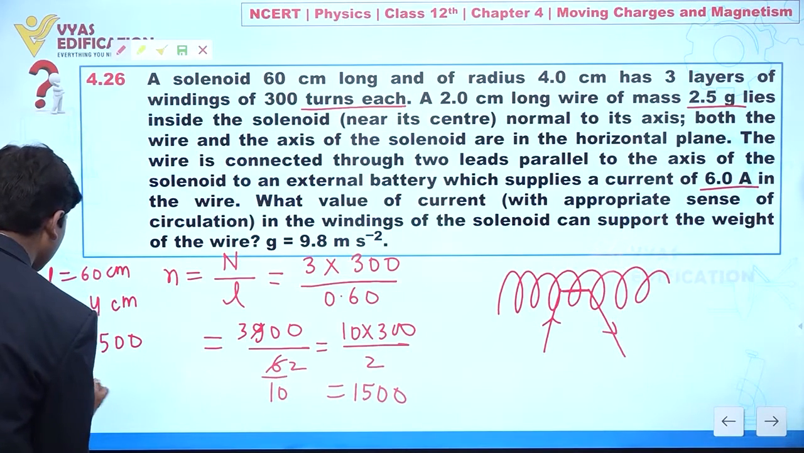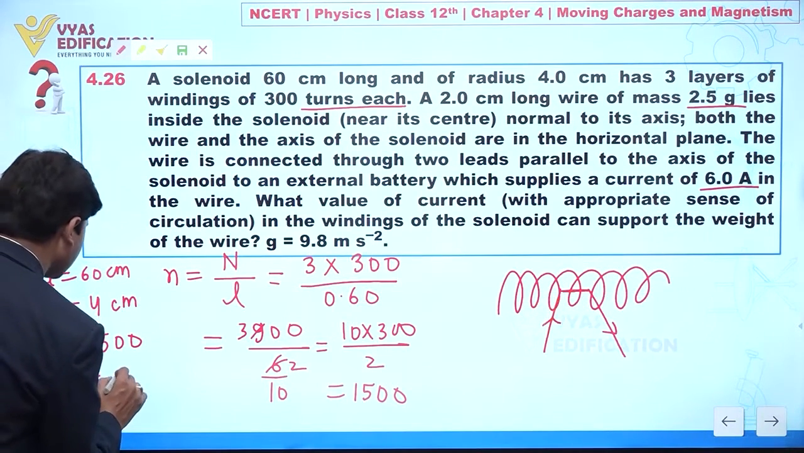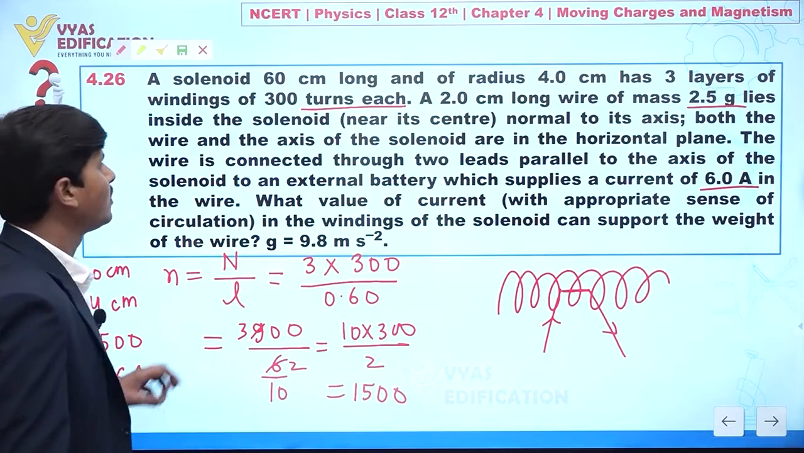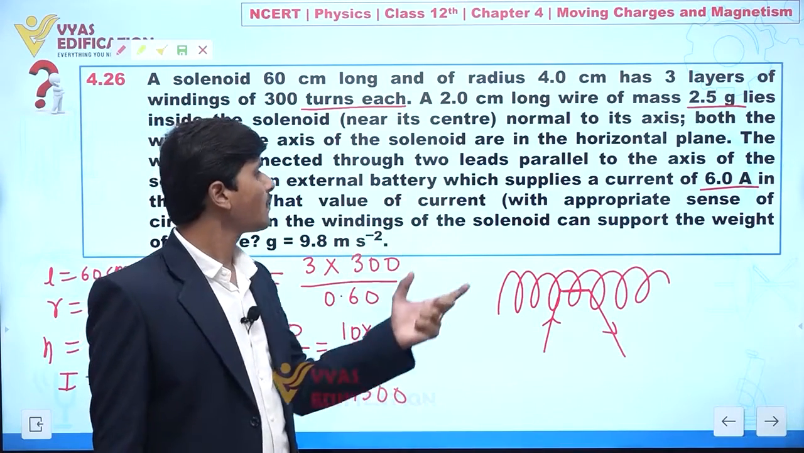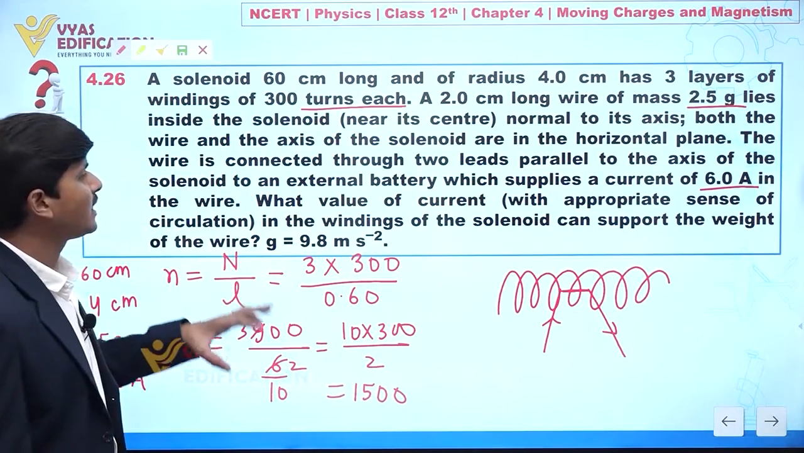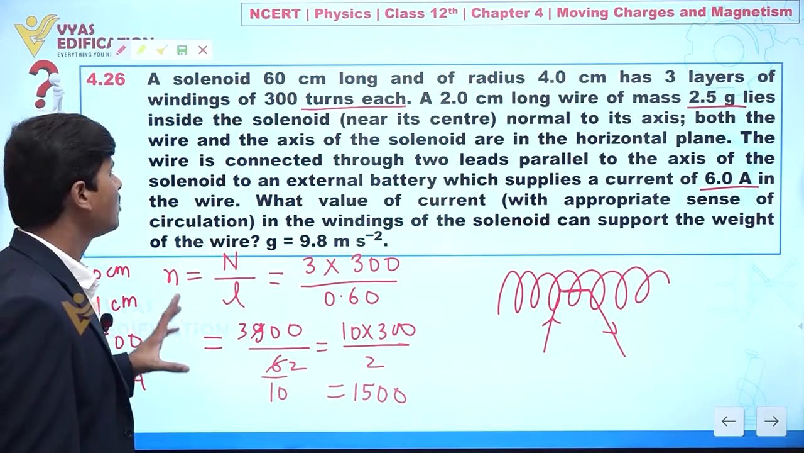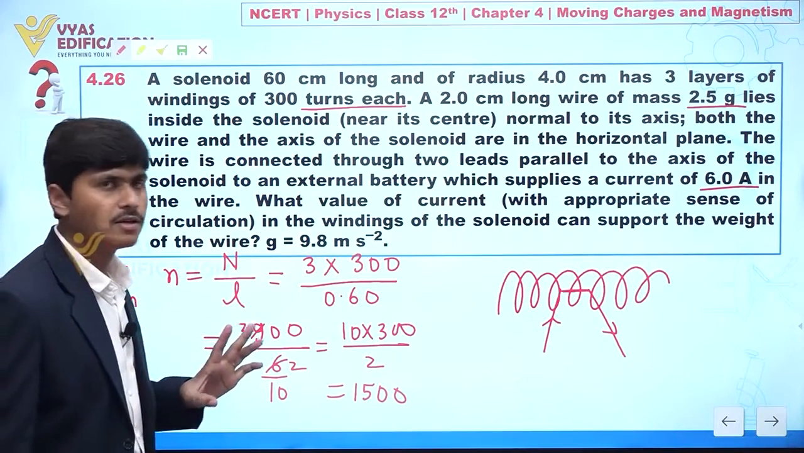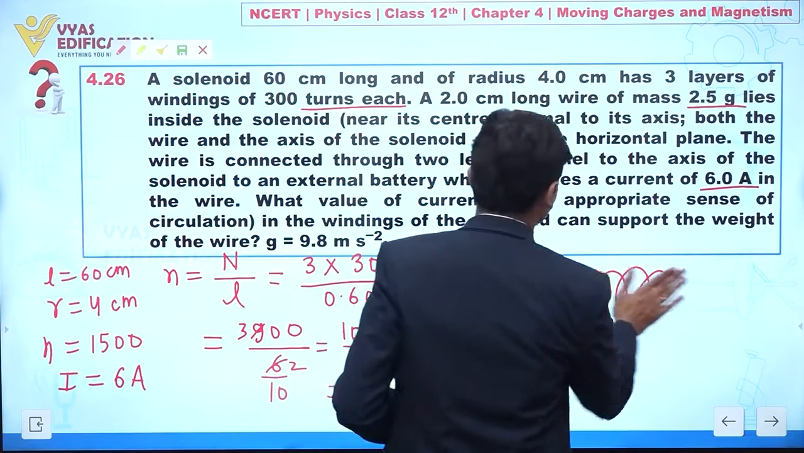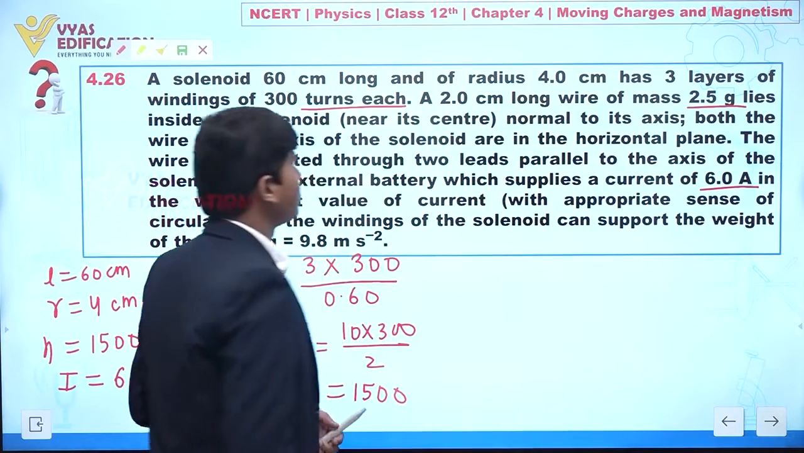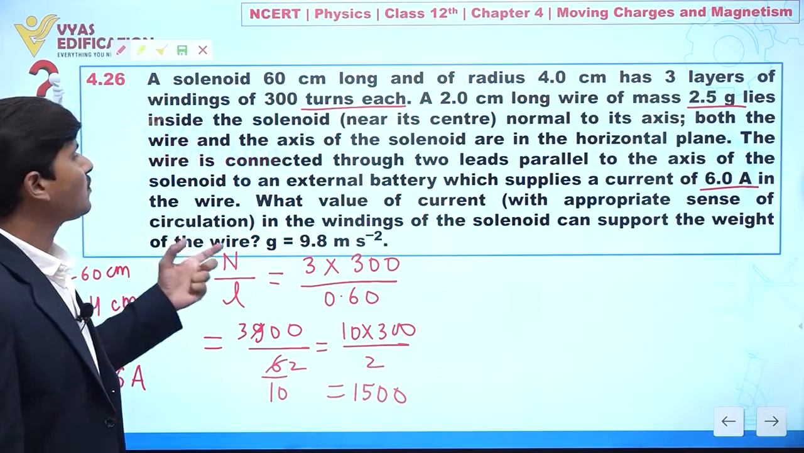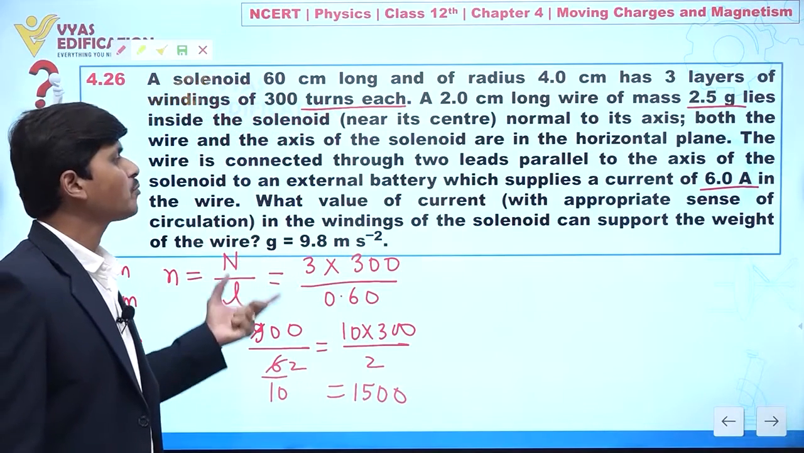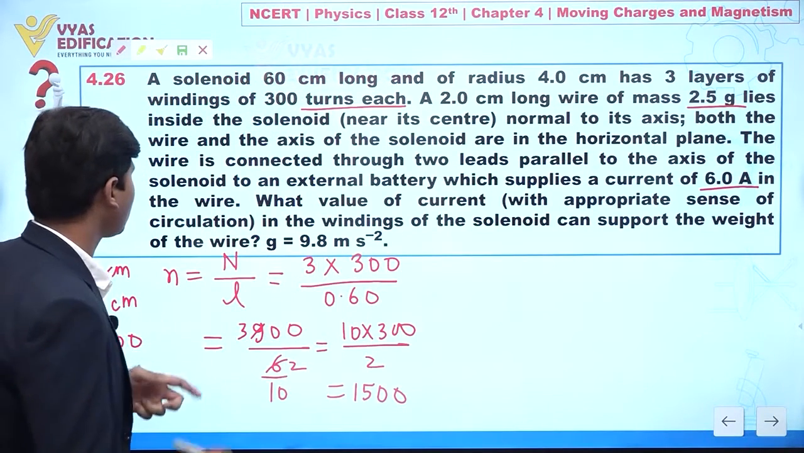So the current is also given, this value we have 6 ampere. Clear? So what value of current in the windings of a solenoid can support the weight of the wire? Listen carefully. What value of current in the winding of a solenoid can support the weight of the wire?